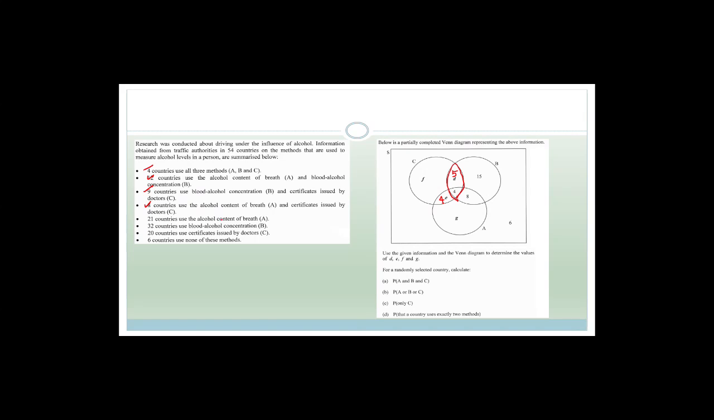Now it says 21 countries used the alcohol content of breath. So 21 countries in total used A. Do you agree that A equals 21, which equals G plus 4 plus 4 plus 8? So 21 is equal to G plus 16. 21 minus 16 is 5, so G is going to equal 5. So this here is 5. I hope you're with me.